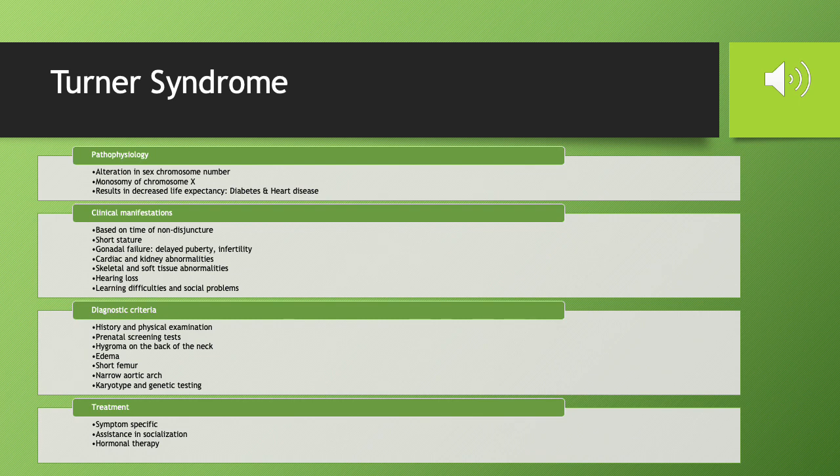As far as your diagnostics, you have history and physical examination. We find out normally about this early with amniocentesis or prenatal blood screen tests. You have edema, you have short femurs, you have a narrow aortic arch in the heart, and we also look at karyotype and genetic testing overall. As far as your treatment, it is specific, and you want to really focus on that socialization aspect with individuals with Turner syndrome. And then there is hormonal therapy.